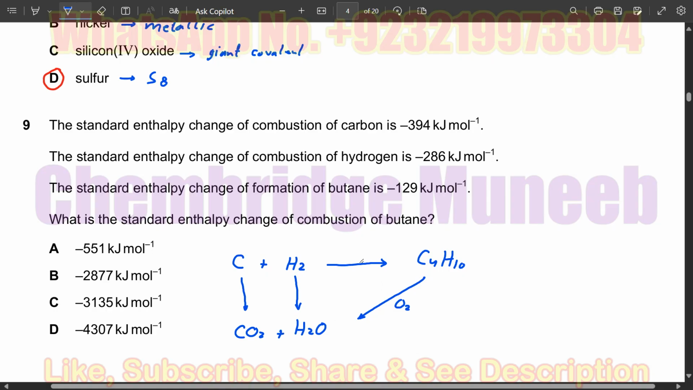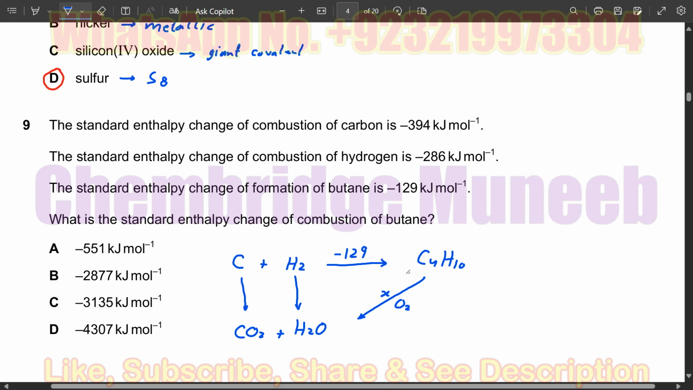And we have to find the enthalpy change of combustion of butane. X is here. The X is unknown. The value for the formation of butane is given, which is minus 129.